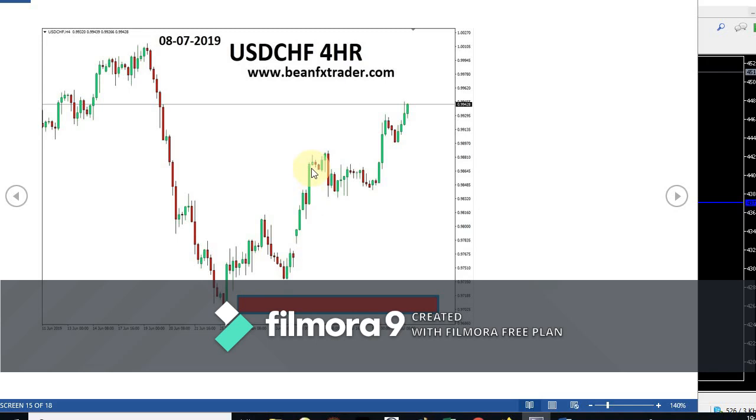Now at this point, you have a double bottom, this first bottom, this second bottom, or we can say an inverted head and shoulders. This is the first shoulder, this is the head, this is the second shoulder, to now give traders conviction that the reversal has started, and you can see what happened. Price started to go up.